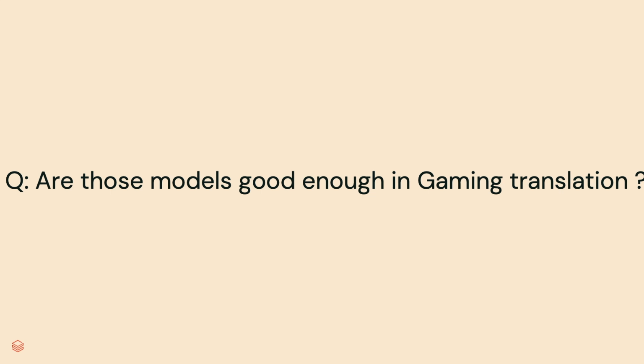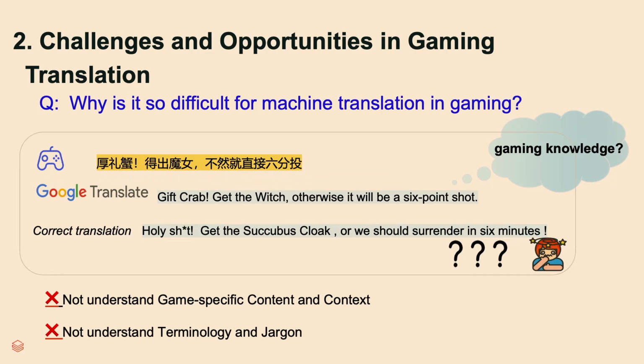So are those models good at gaming translation? The answer is no. Gaming translation is much more difficult and complex than normal machine translation situations. Here's a real example from a gaming chat. The player is very angry about his teammates. The first word is a dirty word, and he's trying to tell his teammates that Sakuba's Cloak, a special item in this game, is needed, and if they don't buy this item, they're going to lose this game very quickly. And we can see Google Translate cannot translate it very well.